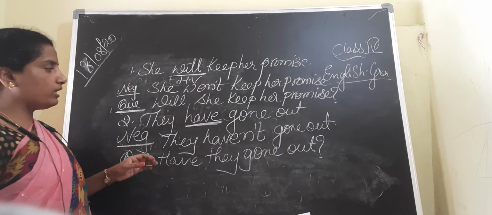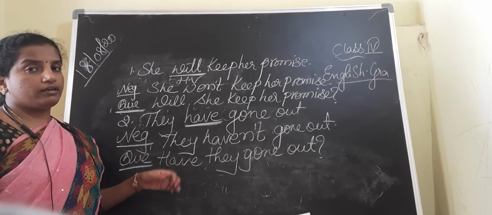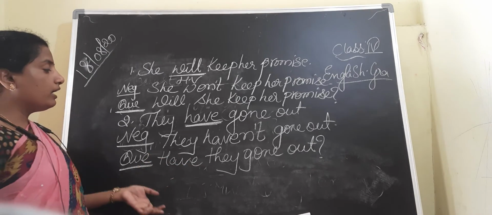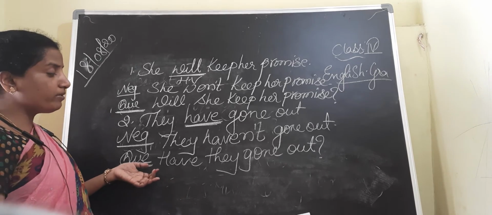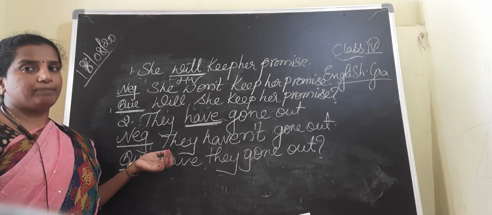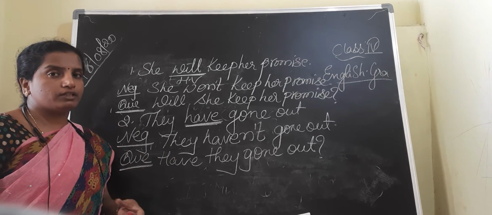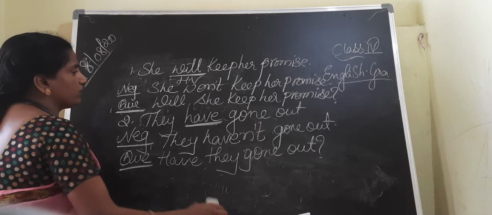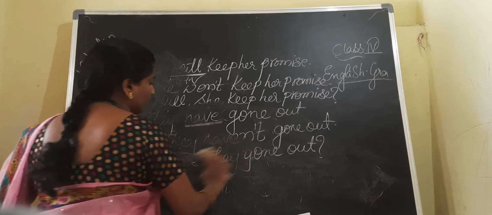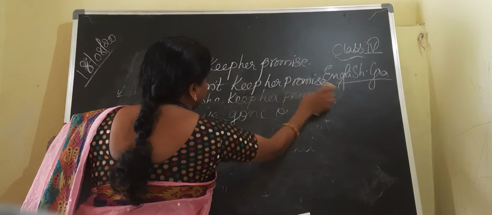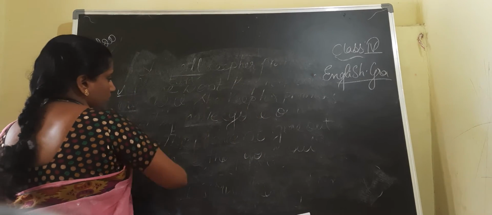So to write the negative, we add not with the helping verb and we give the short form negatives. And when we are talking about the interrogative form or the question form, we start the question with the helping verb. Okay, children. Now let us see what about the main verbs. What can we do if there is a main verb in a sentence? Let us discuss.